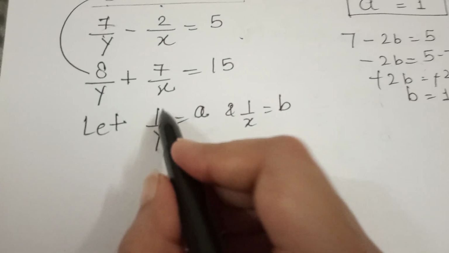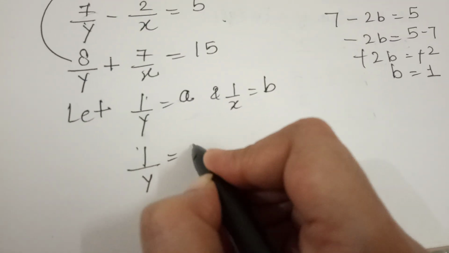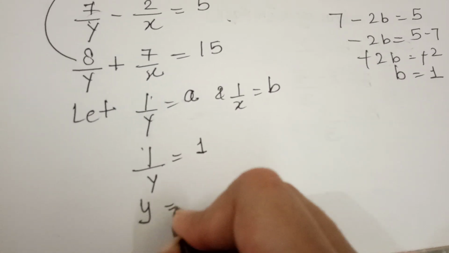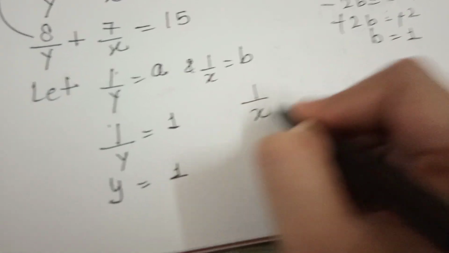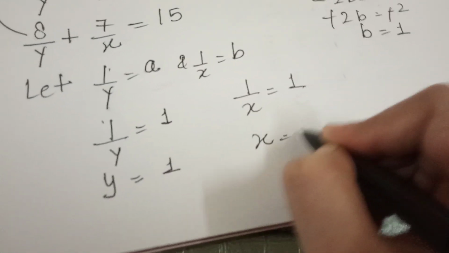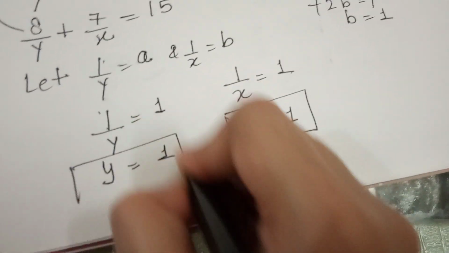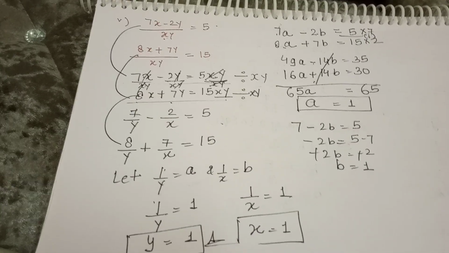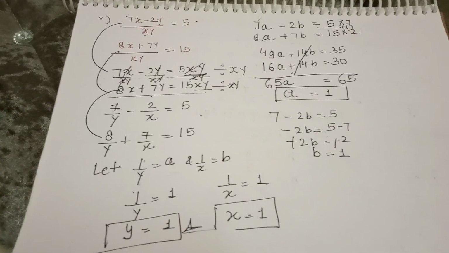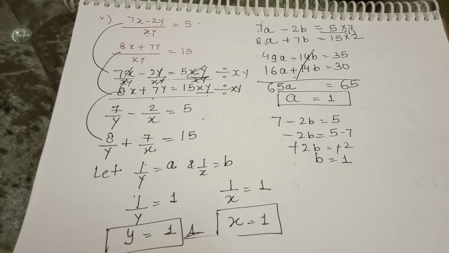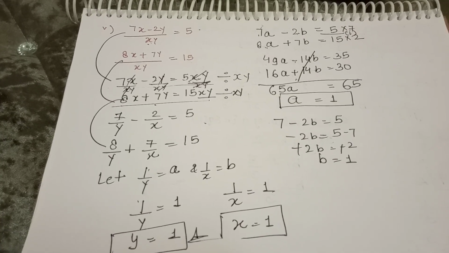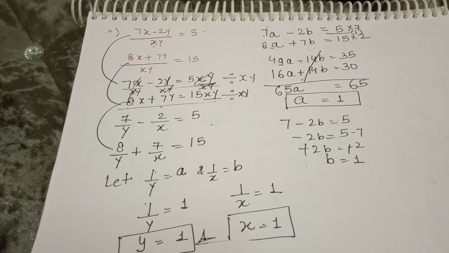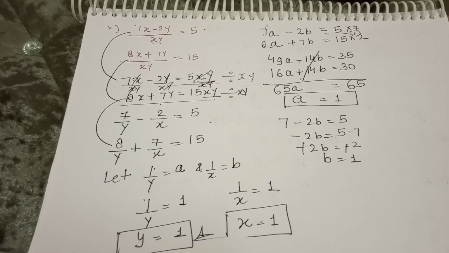We let that 1 upon y is equal to a. A value is 1. So y value is also 1. And we let 1 upon x is equal to b, value is 1, so x value is also 1, and these both are the actual answers. See the complete solution. Fine, clear hai? So three different types of parts I told you. Okay, so you use that and solve these equations.